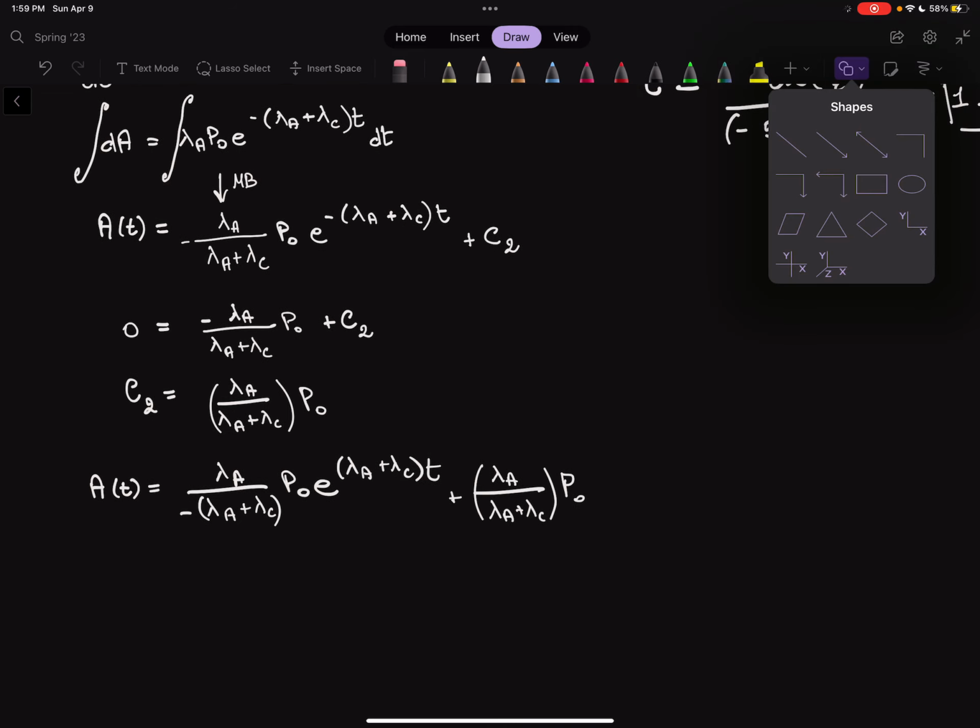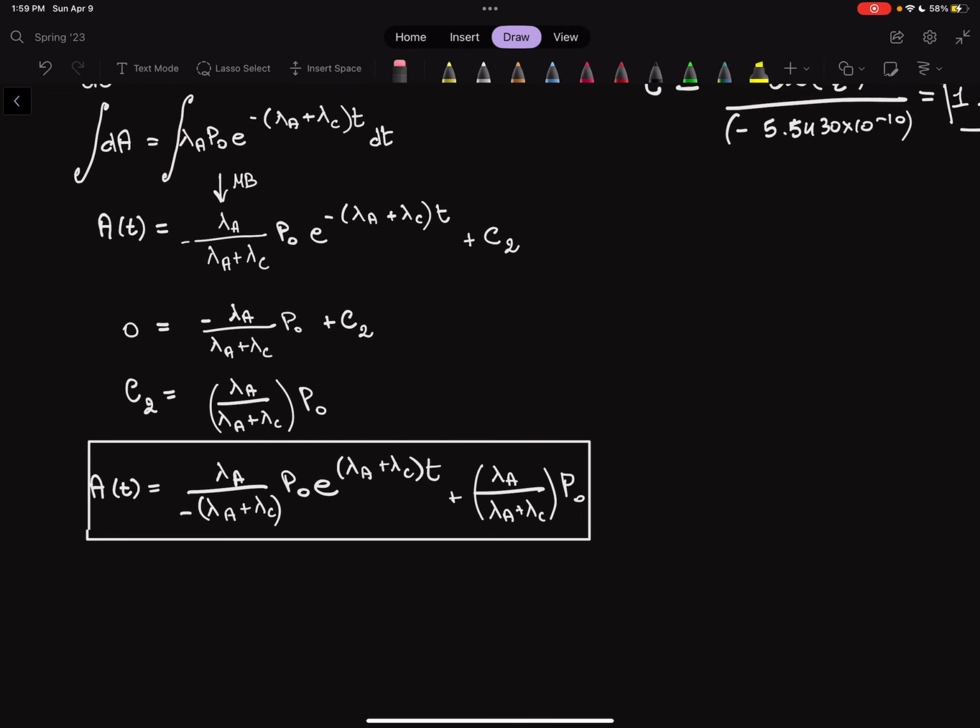And this is going to be our answer to part C, right? This is going to be our answer to part C. Now, if we wanted to, we could factor out this term over here and write it multiplied by e to this power plus 1.